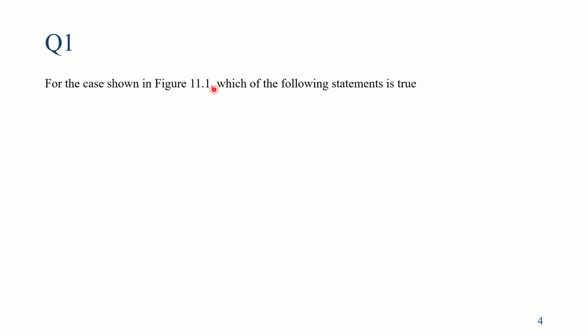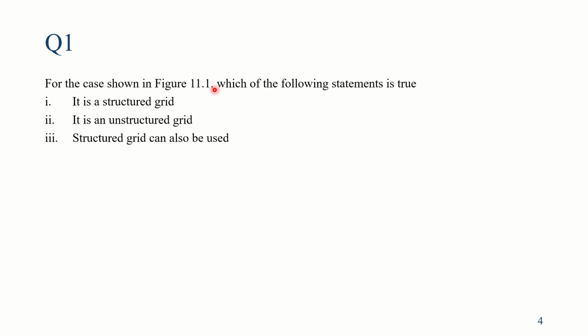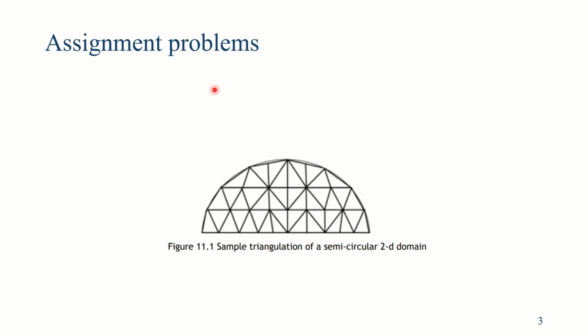In question 1, for the case shown in figure 11.1, which of the following statements is true? We saw a semicircular domain with a triangulation mesh, and which of the following statements are true? First, it is a structured grid. Second, it is an unstructured grid. Third, a structured grid can also be used. Fourth, unstructured grids can also be used. So we need to identify which grid this is, and for that we'll go back and look at the solution.